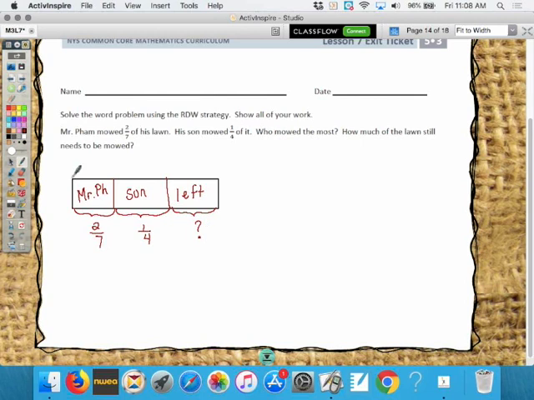So I need 1 whole here. What's it going to be? 1. Oh, 2. It's going to be 1 whole lawn, right? Oh, yeah. So 1 lawn is what they're mowing. Could be a front yard and a backyard, couldn't it? But it's all the same lawn, okay?